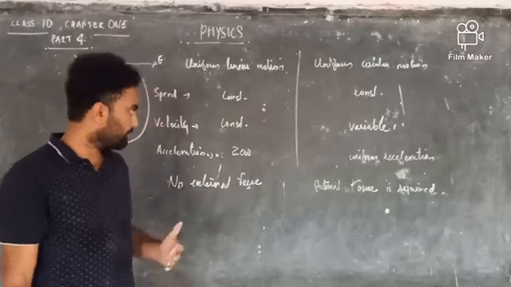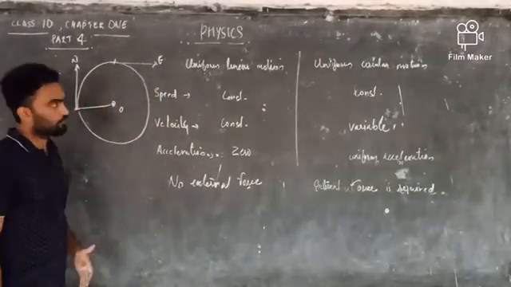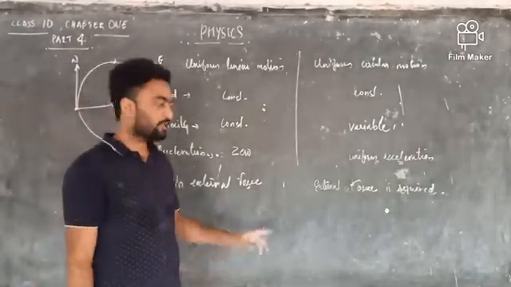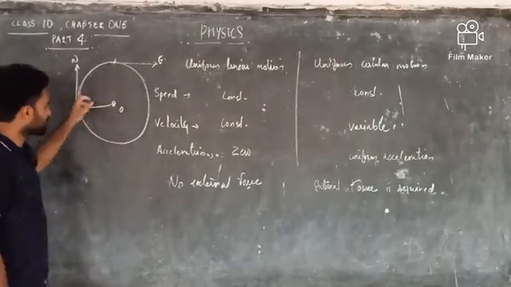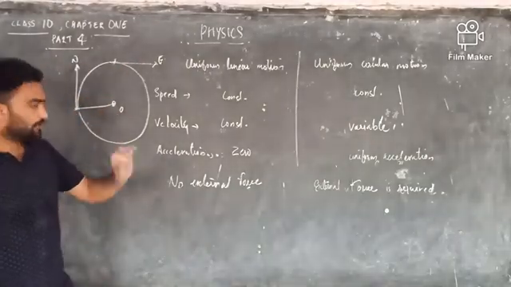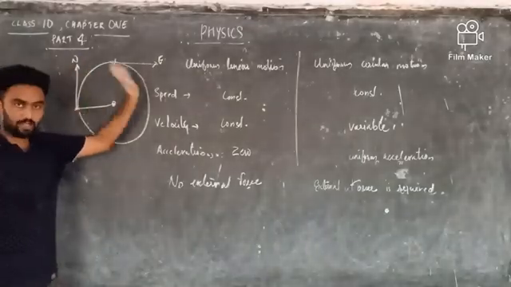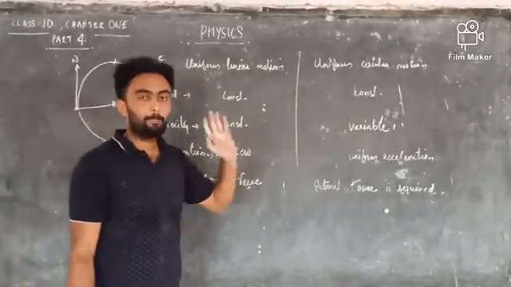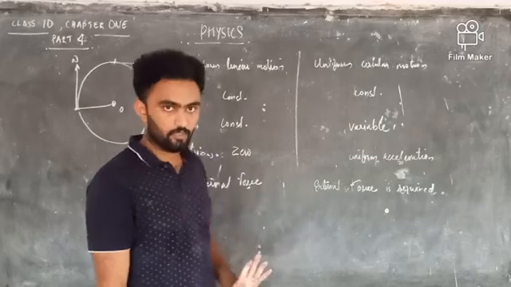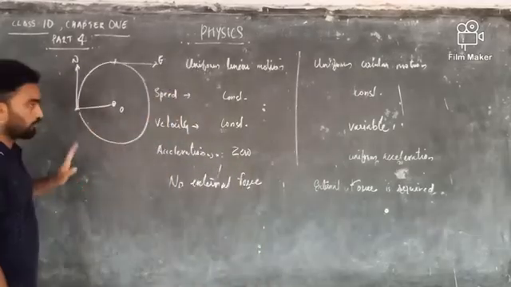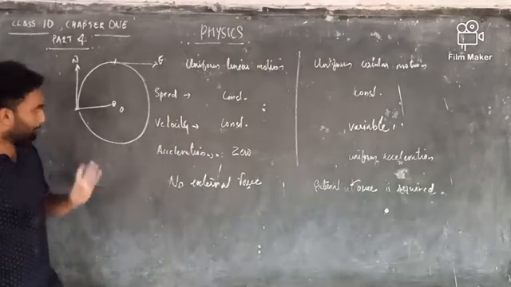It requires an external force. And in the case of uniform circular motion, there will be a force, and that force is the reason for this change in direction. And there is one more specialty: it must change only the direction. There must be no change in the magnitude. You follow this? Such a type of force is called centripetal force.